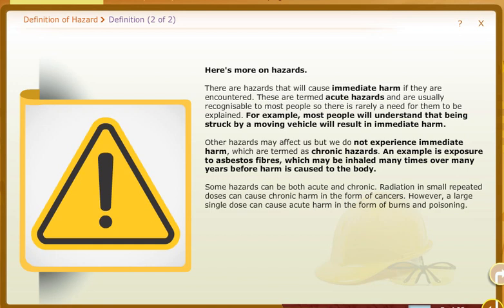Some hazards can be both acute and chronic. Radiation in small repeated doses can cause chronic harm in the form of cancers. However, a large single dose can cause acute harm in the form of burns and poisoning.